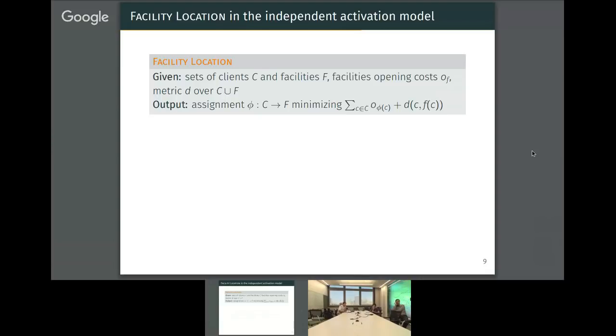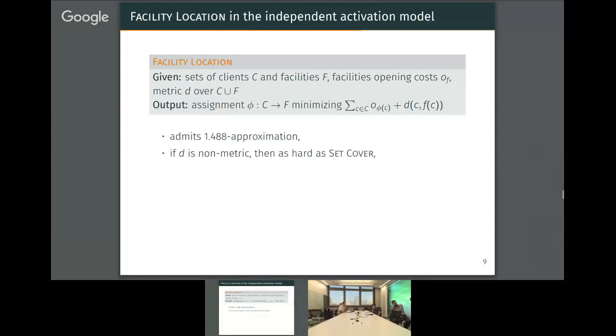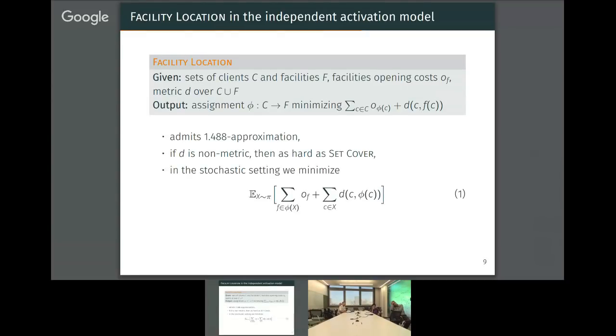So consider a facility location problem. We need to assign clients to facilities, and we need to pay for opening each facility and pay for the distance between the client and its facility. And this is the definition of the classical problem without any stochastic stuff. And there is a nice constant factor approximation, but only when the function d is given by a metric. Because if it's non-metric, one can reduce set cover to facility location, and then one can get only a logarithmic factor.